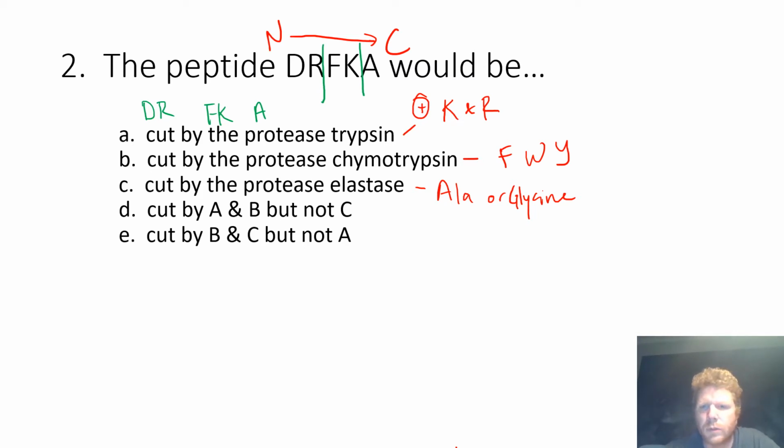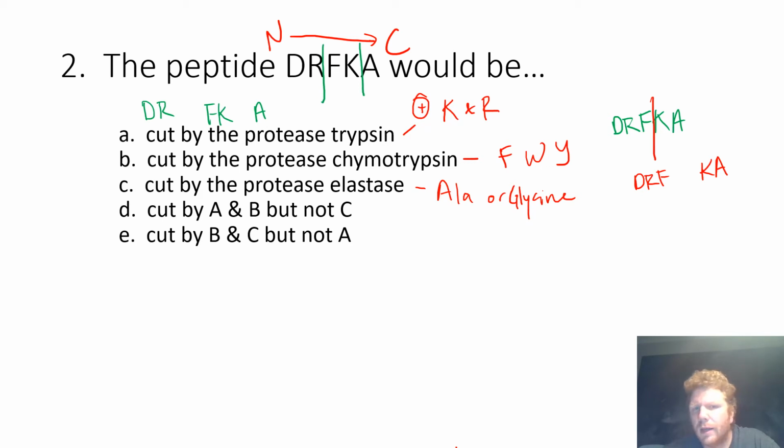Okay, chymotrypsin. Chymotrypsin is going to cut after these bulky residues. So now if we took the peptide DRFKA and we cut it with chymotrypsin, where is chymotrypsin going to cut? Chymotrypsin is only going to cut after that phenylalanine. So with chymotrypsin, we would get DRF and then KA. So both A and B, trypsin and chymotrypsin, will cut.